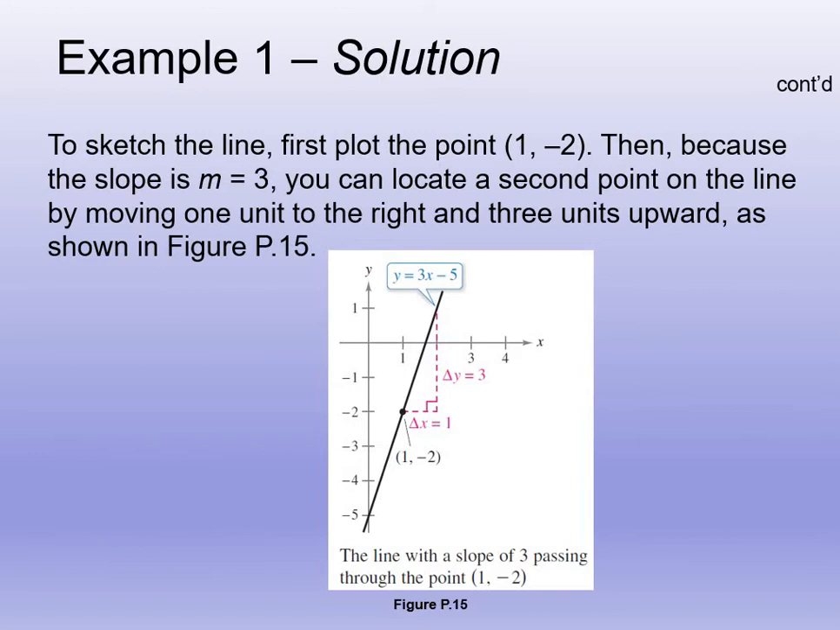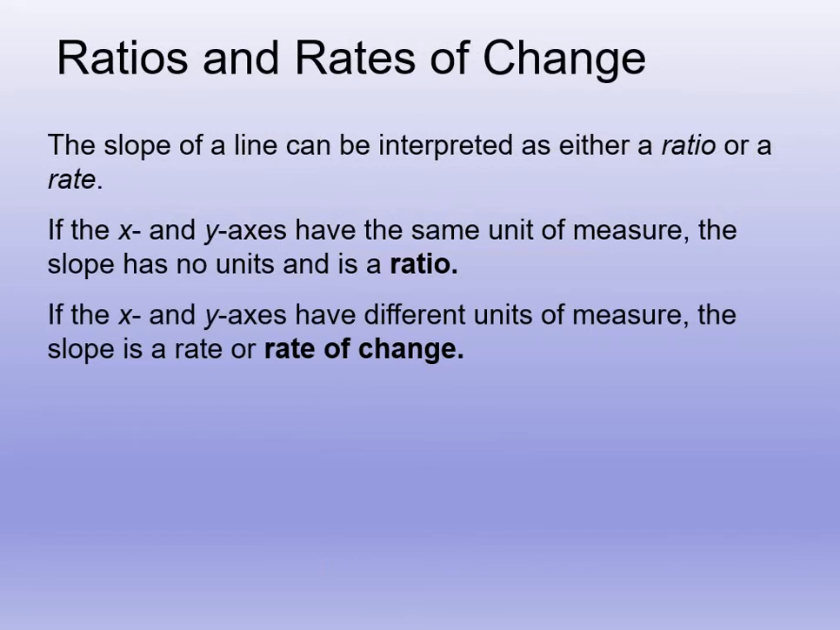Up 3 over 1. Always doing the vertical piece first on top, and then the x piece will be on the bottom. So then we're able to graph the line. Okay, so ratios and rates of change, it's the same thing for us.